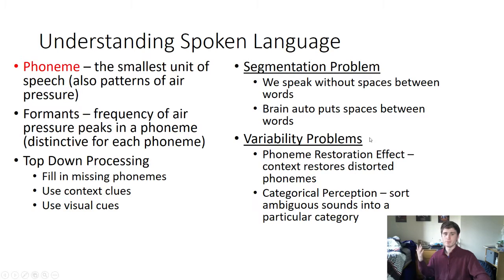Finally, there's the variability problems. So if you have somebody with an accent, their phonemes can be distorted from what our norm is. And so our brain has to be able to basically recreate or transform their phonemes into something that it can understand. And it does this using the phoneme restoration effect, context, basically.